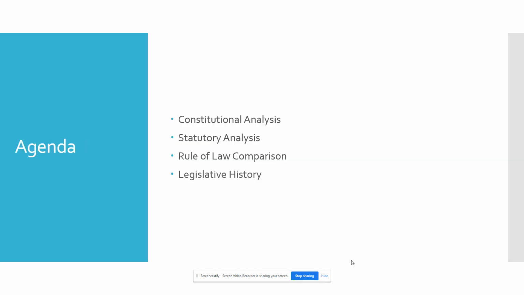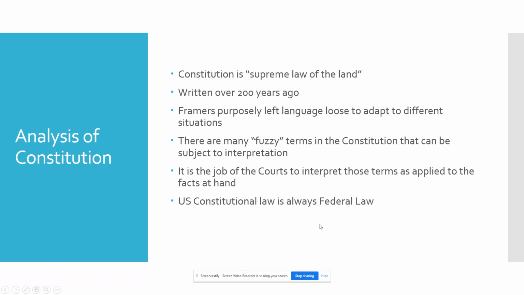And this week, we're going to really work on how to figure out what a statutory or a constitutional section means and how to interpret it and how courts will interpret them. So, for constitutional analysis, we know that our Constitution is the supreme law of our land. It's over 200 years old. And when the framers wrote the Constitution, they purposefully left language loose so that it could adapt to different situations.